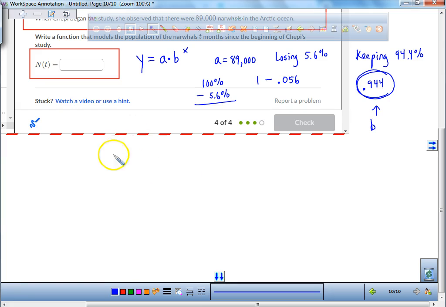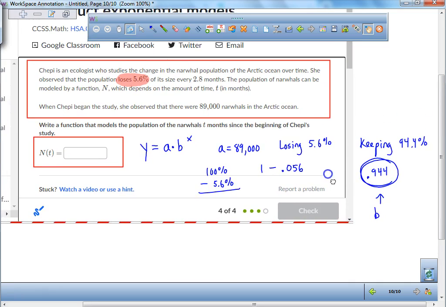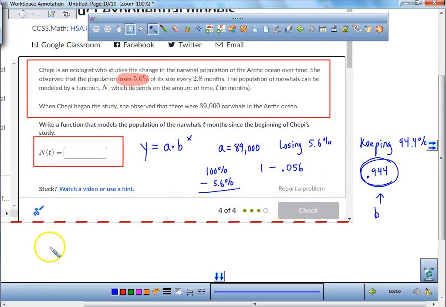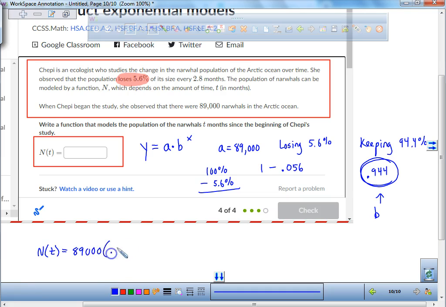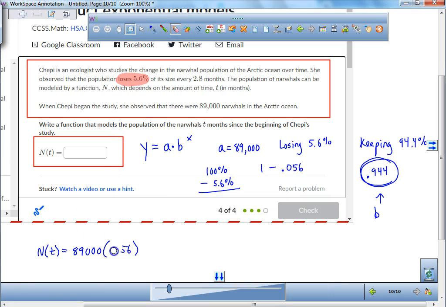So when I'm typing this in, sorry, for those of you who are still copying it down, I need you guys to understand that it would be absolutely wrong to follow the 89,000 and put 0.056. That would be bad. What does that mean? That means we're only keeping 5.6%, and what are we losing? We're not losing that amount. How much are we losing? That'd be horrible. That'd mean all the Mr. Narwhals would be gone really quickly.